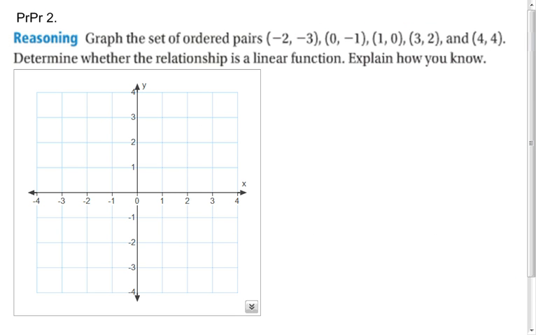Practice problem number 2. Graph these ordered pairs. Determine whether the relationship is a linear function. Explain how you know. Remember, when they give you a graph, a linear function is a straight line that doesn't go perfectly up and down. Okay? It can go straight sideways, it can go straight diagonal, can't go up and down. So graph those points, see if you get something that's a straight line or not.